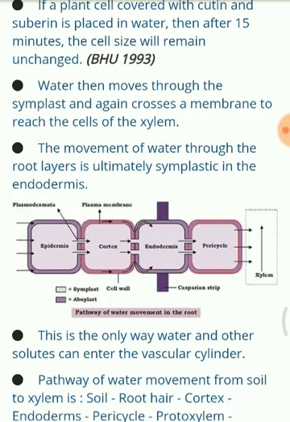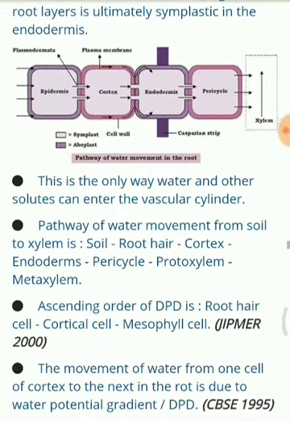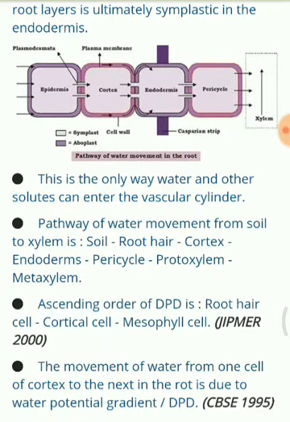The movement of water through the root layers is ultimately symplastic in the endodermis. This is the only way water and other solutes can enter the vascular cylinder. The pathway of water movement from soil to xylem is soil, root hair, cortex, endodermis, pericycle, protoxylem, metaxylem.